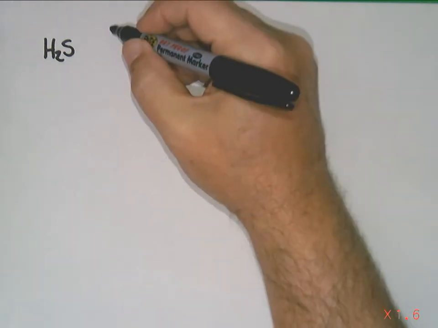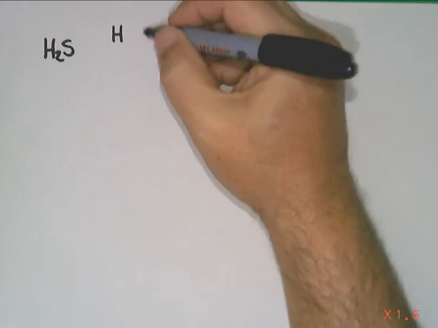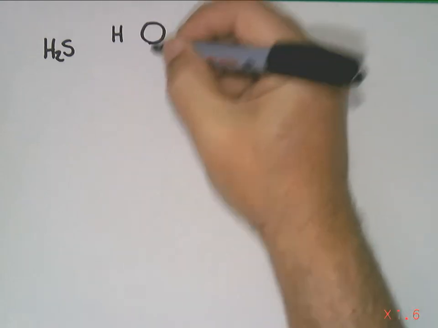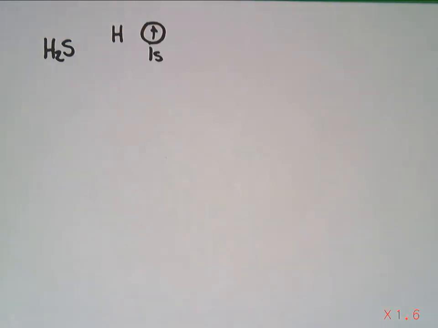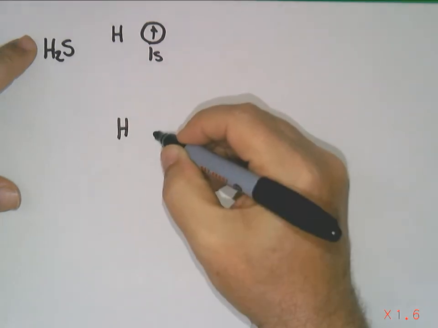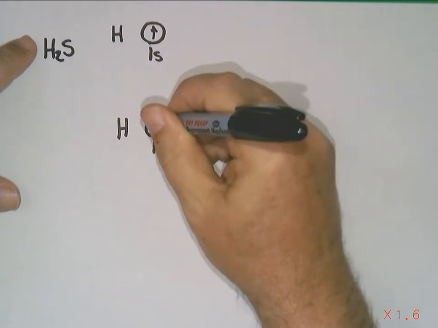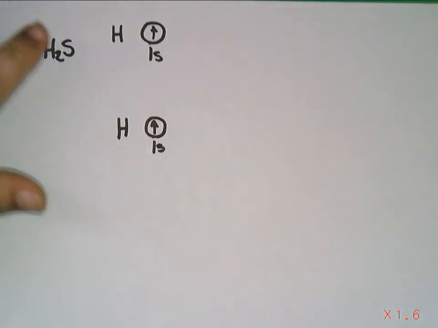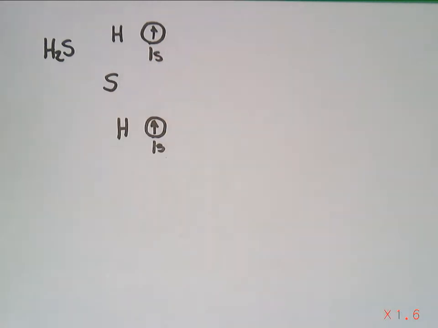Do you remember, if I want to draw an orbital diagram for hydrogen, it's got one electron in a 1s orbital, right? So I can draw that. There's two hydrogens in there, so how about if I draw another orbital diagram for that one? Now let's draw the valence shell configuration for the sulfur. And I'll draw that between these two so that I can show the overlaps a little bit more easily.